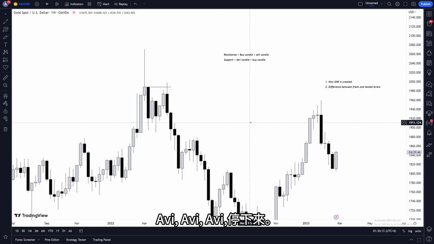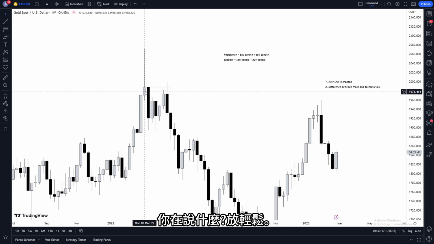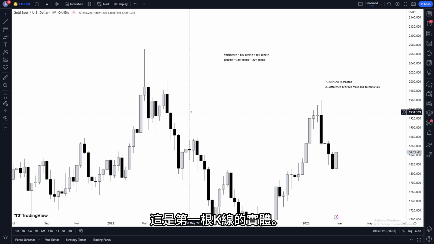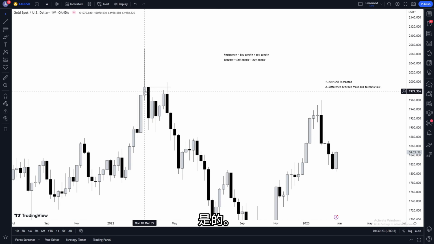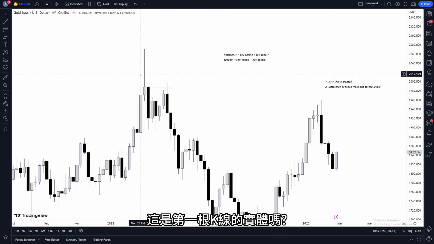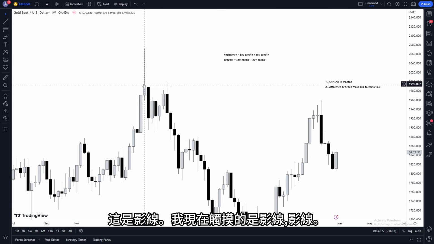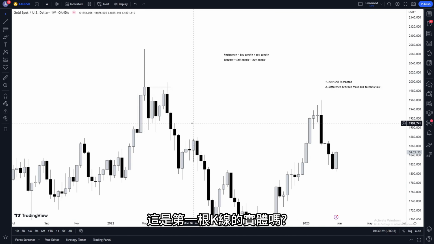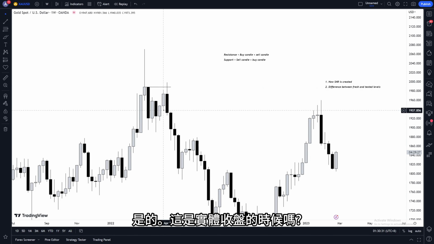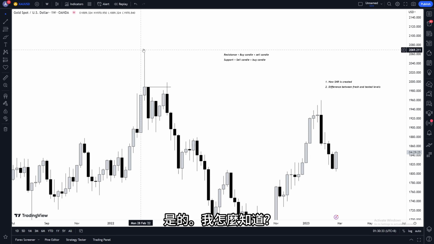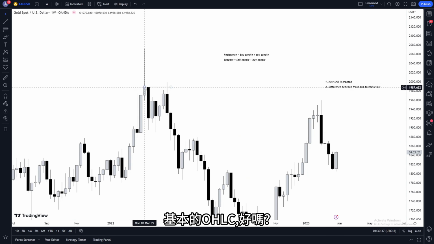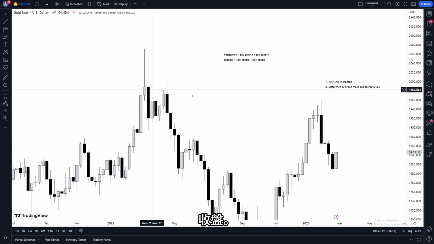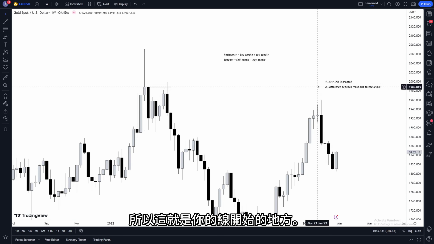Avi, stop. What do you mean body close? Relax. This is the body of the first candle. Remember I said body close of the first candle? Is this the first candle? Yes. Is this the body of the first candle? This is the wick. What I'm touching right now is the wick. Is this the body of the first candle? Yes. Is this where the body closed? Yes. How do I know? Open, high, low, close. This is the close. It's basic OHLC. So that's where your line starts, and then you extend it out, obviously.